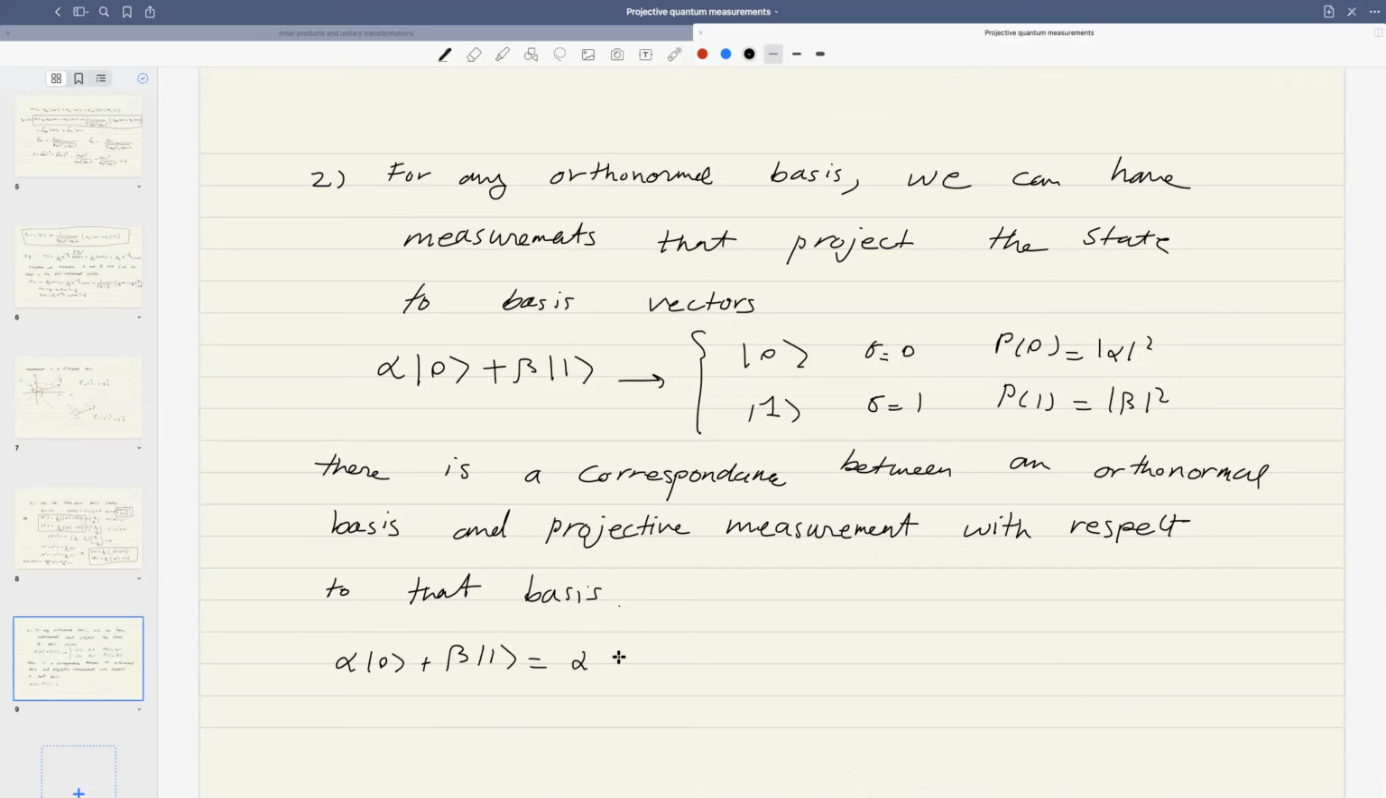Let's call it alpha prime 0 prime plus beta prime 1 prime, where alpha prime is alpha plus beta over square root 2, beta prime is alpha minus beta over square root 2. And now, if I perform the measurement in this other basis, let's call that variable sigma prime, which can take these other values.